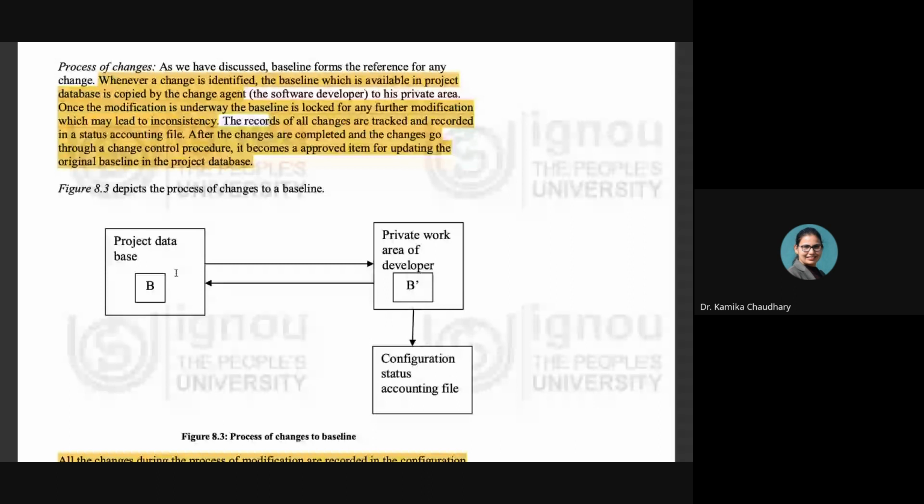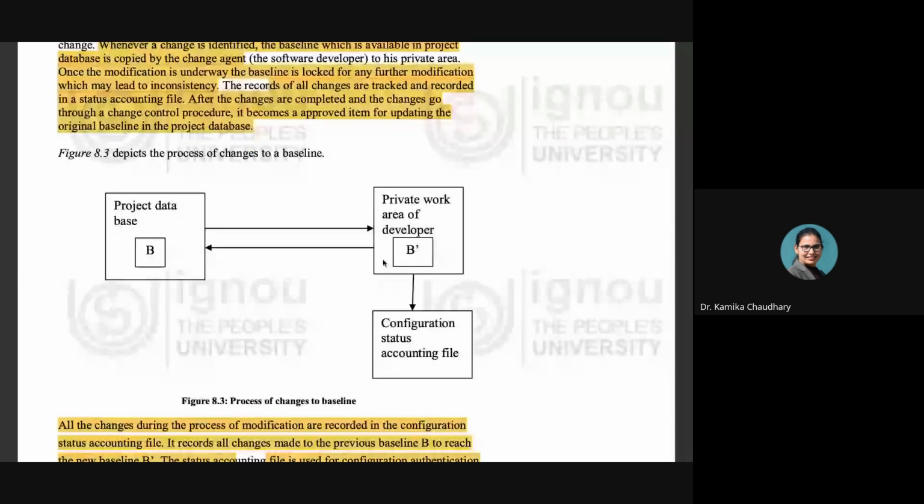Now all the changes will be made to this particular copy, and after the configuration of the status accounting file, all those changes are being incorporated into the original baseline in the project database. In the last step, after the approval, after the auditing, after everything has happened, at last all the changes from this B dash are going to be applied or updated into the original baseline in the project database. And when all the changes have been applied, then this original baseline will be unlocked, right?